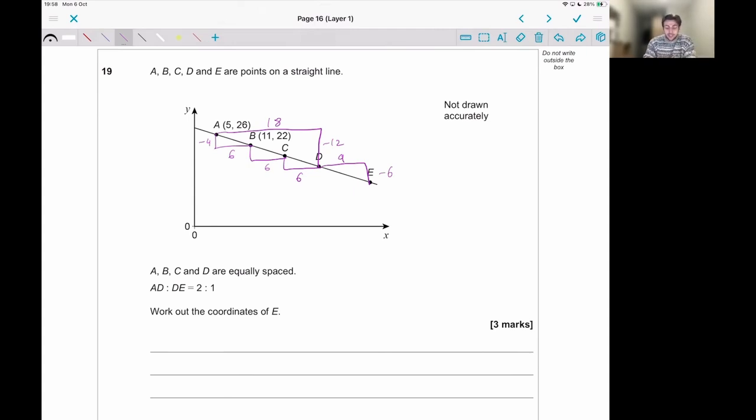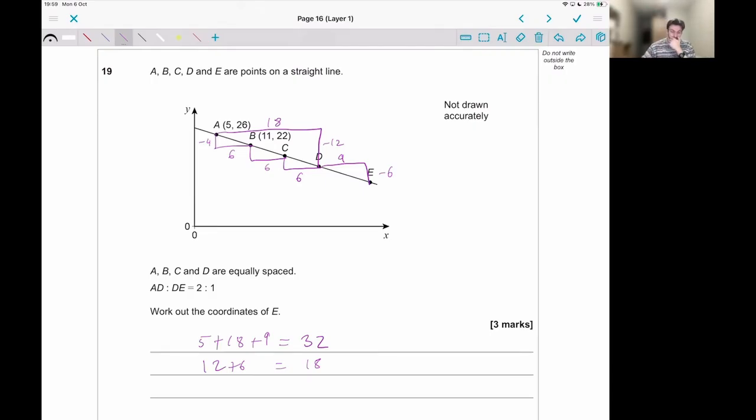Now, to work out the coordinates of E, we can take the coordinate A, which is at 5, 26, and we know that we're going 18 to the right and then 9 again to the right. So we've got 5 plus 18 plus 9, which we can use our calculator for, just making sure that we're being accurate. And then we know that we're going down 12 and then down 6. So 12 plus 6 is 18. So we've gone across 32 and we've gone down 18.